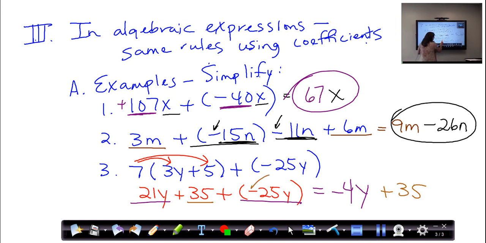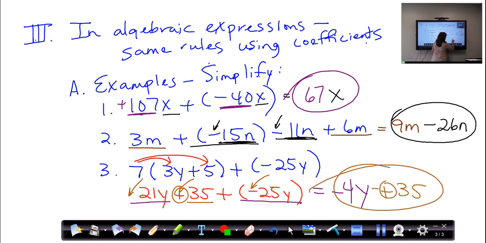So this is a negative 25. This is a positive 21. This is a positive 35. The name tag is the sign in front. And the sign in front is the sign that goes. So I'm going to carry this positive over as a positive 35.